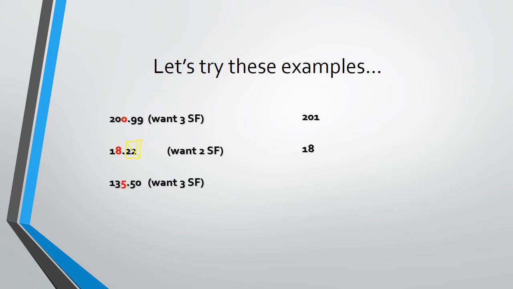Let's try these examples. So this number, we want to have 3 significant figures. Obviously, 3 significant figures means we have to round this, and this is the last digit, so it would be obviously 201. Next, we need 2 significant figures. So these 2 numbers, when you round it, we take them off, and the answer is 18. Next, we need 3 significant figures.